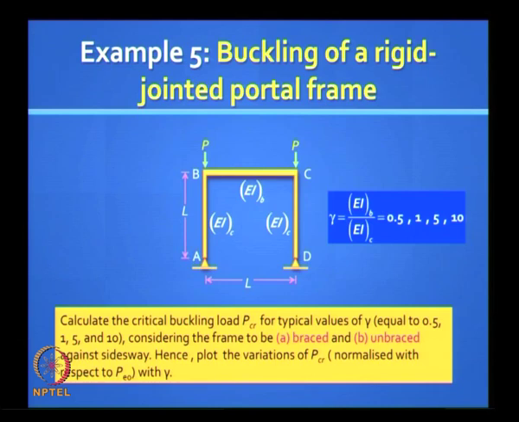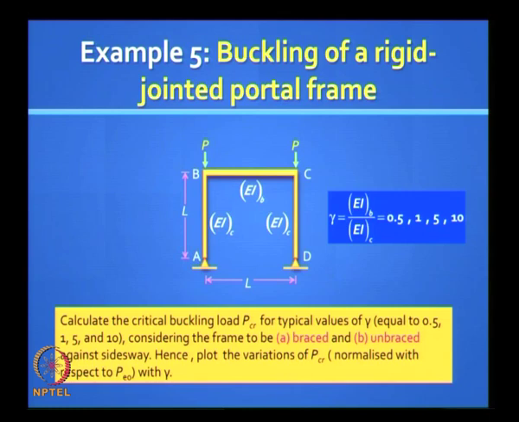Now I have a portal frame, a rigid jointed portal frame, and I want to look at two conditions. The frame is braced by other elements in the building and the frame is unbraced, and I get two different solutions. And also the relative stiffness of beam to column is crucial. So I bring in a parameter gamma, which is EI of the beam to EI of the column, and let us look at different values of gamma, 0.5, 1, 5, 10.